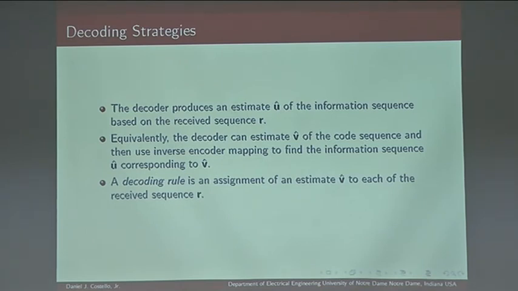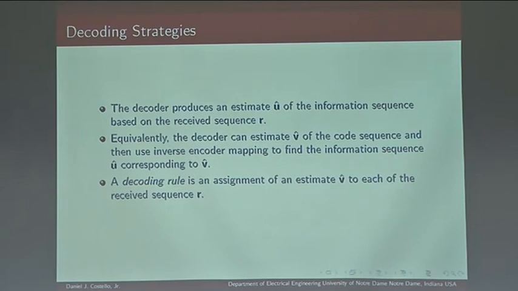So what is a decoding rule? Well, we have a receive sequence R. For every possible R, we have to assign an estimate, V hat. You can think of this as the matched filter. If we have a block code of length n, you take n samples out of the matched filter and hard quantize, hard demodulation, and you get an n-bit received word. Every possible n-bit received word has got to be assigned an estimated code word.